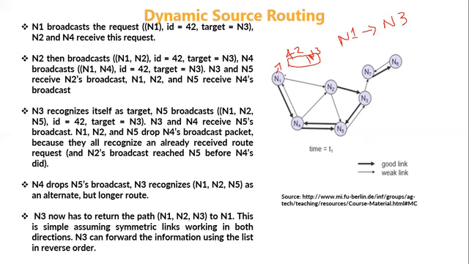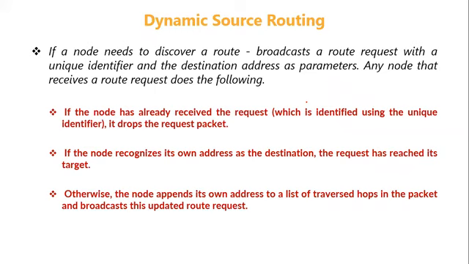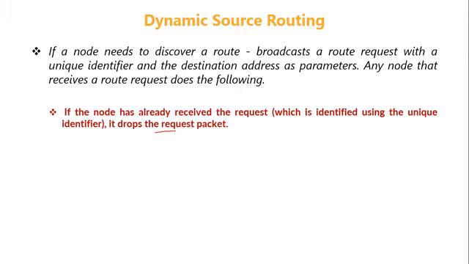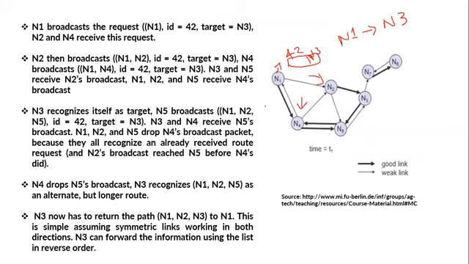So who will receive this packet? N2 will receive it, and N4 will also receive this packet. Now go through the algorithm. What's the first step? If the node has already received the packet, then discard it; it will just drop the packet. So let us check, has N2 or N4 already received this same packet 42? No, they have not received it, so they will accept it.